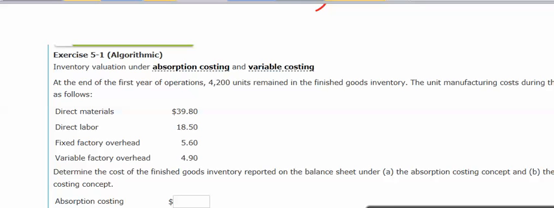The inventory valuation under absorption costing and variable costing. I'm going to determine the cost of the finished goods inventory reported on the balance sheet under both the absorption costing and the variable costing concept.